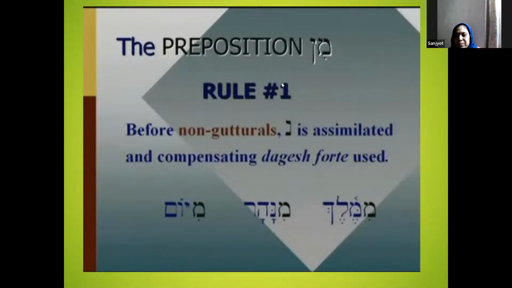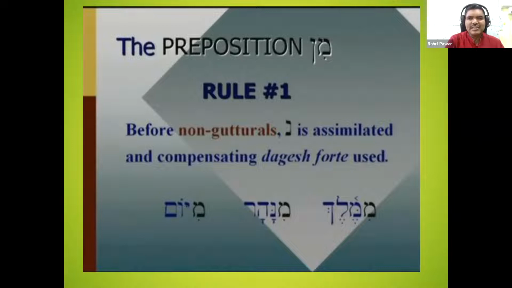So rule number one is before non-guttural, nun is assimilated and compensating dagesh forte is used.